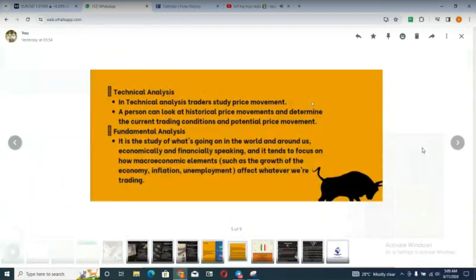What we don't understand in the market is that whatever is surrounding us presently affects the market. Whatever is happening presently affects the market, be it war, be it climate change, be it inflation, be it unemployment, be it wage bill, be it healthcare. It affects the market either positively or negatively.